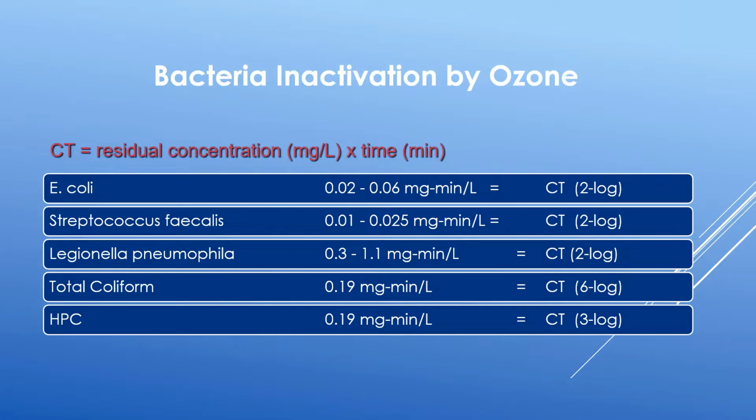This chart shows various bacteria inactivation by ozone as it relates to the CT value. So for E. coli, a value of 0.02 to 0.06 milligram minutes per liter will result in a 2-log reduction of that organism.